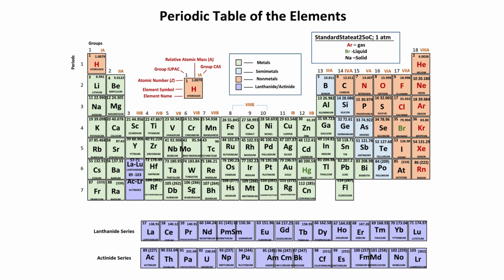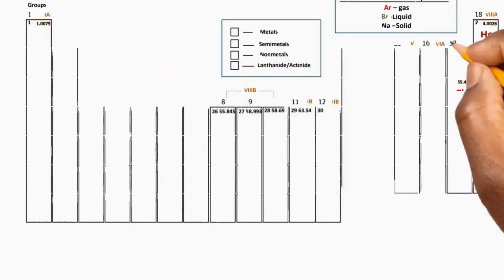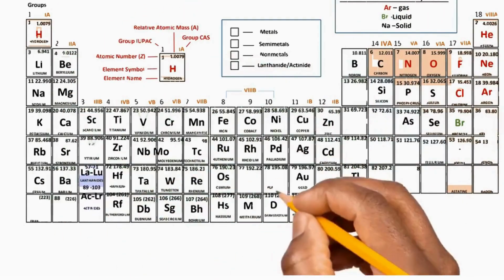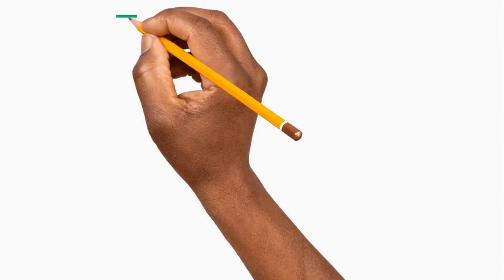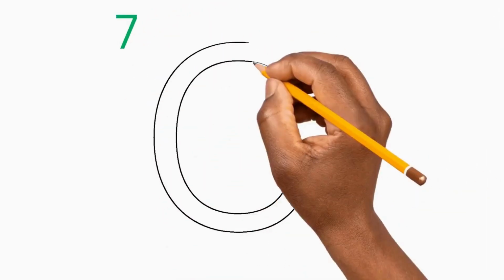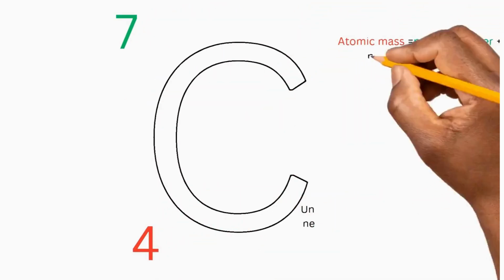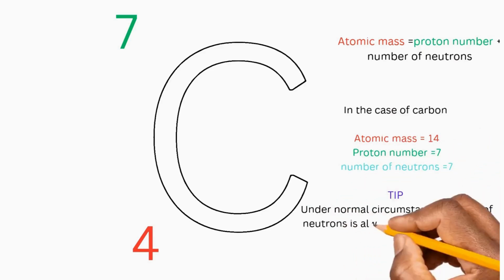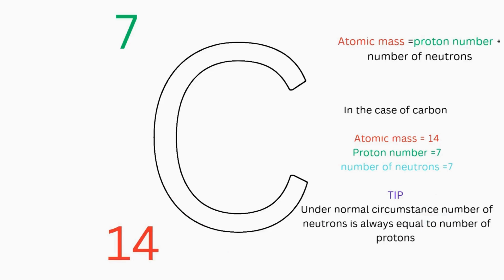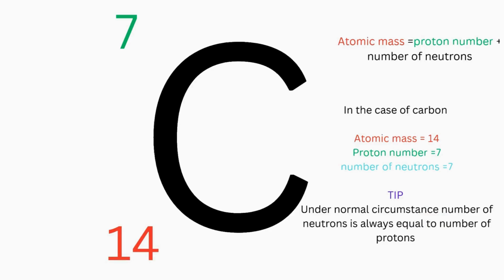Let's do a quick recap of today's lesson. To read the periodic table: 1. Identify the atomic number and symbol. 2. Look at its position to determine its period and group. 3. Use the group to predict chemical properties. 4. Check periodic trends for more profound insight. With practice, the periodic table becomes your ultimate chemistry guide.